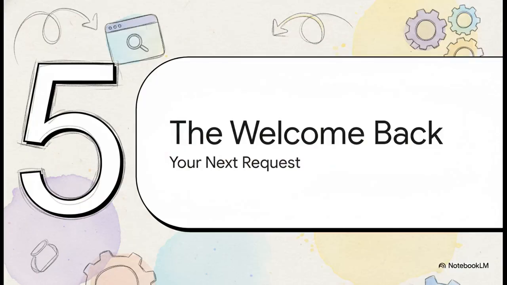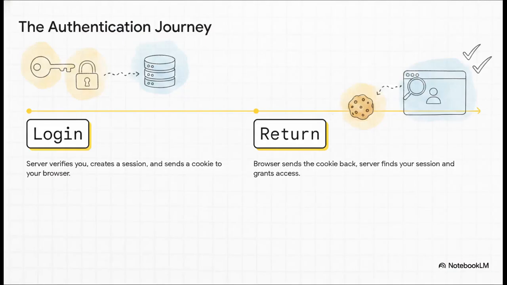All right, so let's put it all together and complete the journey. What happens when you've logged in and you try to visit another protected page on that site? And here is the whole beautiful flow. The first time you log in, you get your cookie. From that moment on, every single time you request a new page, your browser automatically flashes that cookie at the server. The server sees the ID on the cookie, looks up your session, and says, "Ah, I know you. Come on in." All without you having to type your password again.